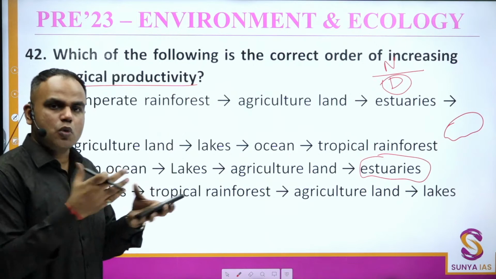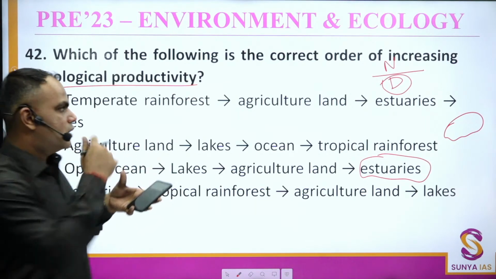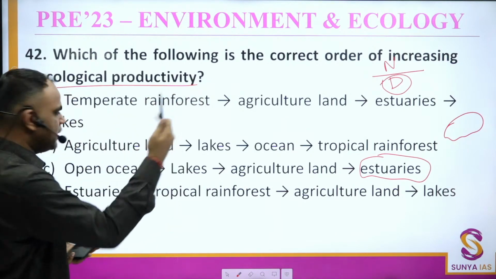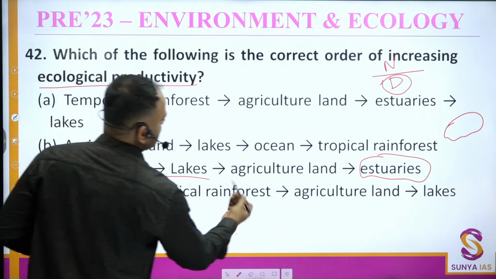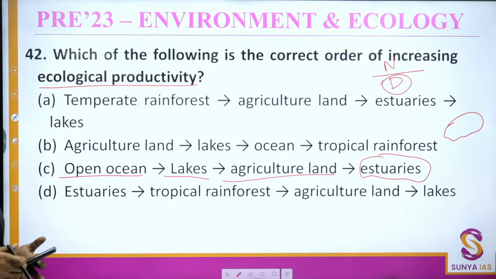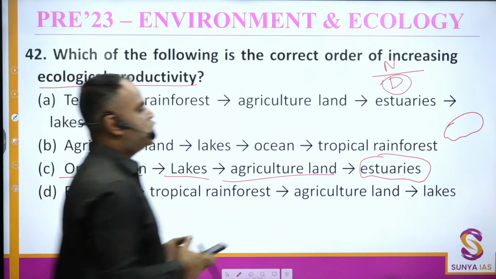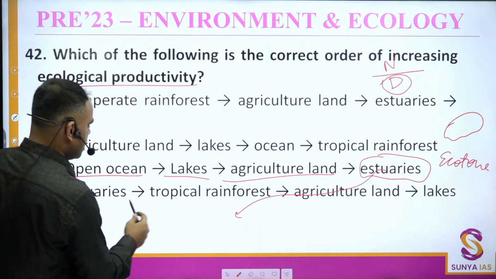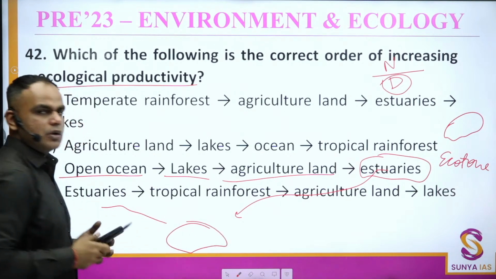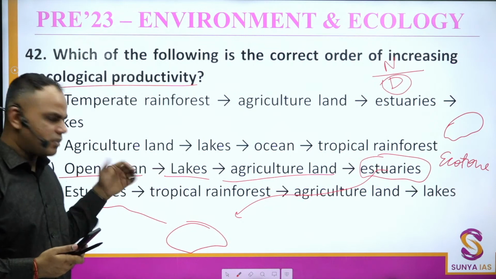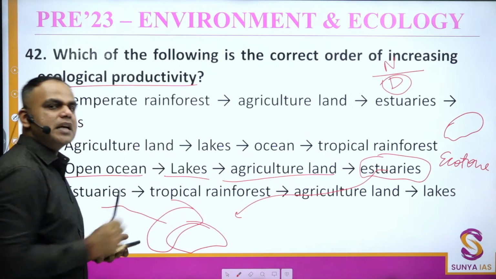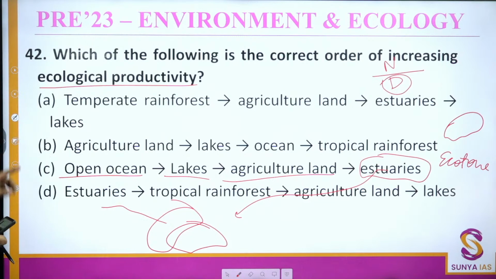Whereas think of oceans. Oceans occupy a very large area, so the denominator is huge, and in that big area one is not able to have that high level of productivity. Here it is talking of increasing level. So we start with open ocean, then lakes, then agriculture land, and last is estuaries. Estuaries are very highly ecologically productive regions. Estuaries are ecotones. And more specifically, what are estuaries? An estuary is where fresh water meets salt water. When a glacier melts or a river comes in and joins an ocean which has salt water, the meeting ground of this fresh water and salt water is known as an estuary. So yes, for 42 the answer is C.